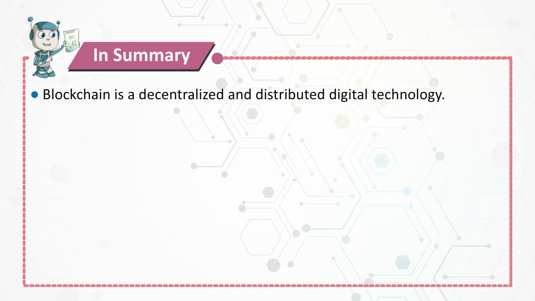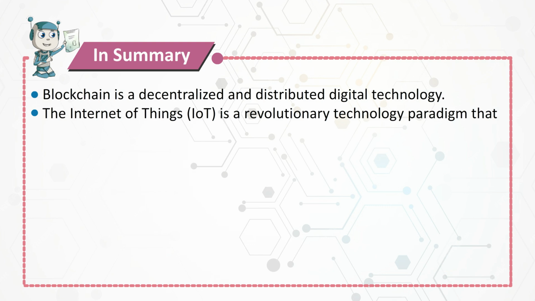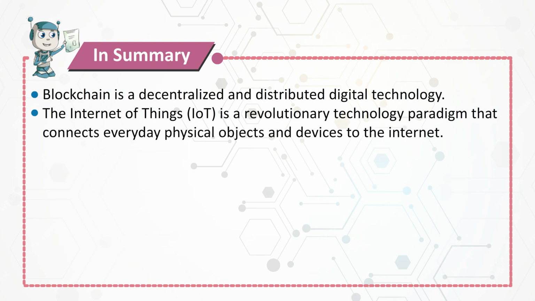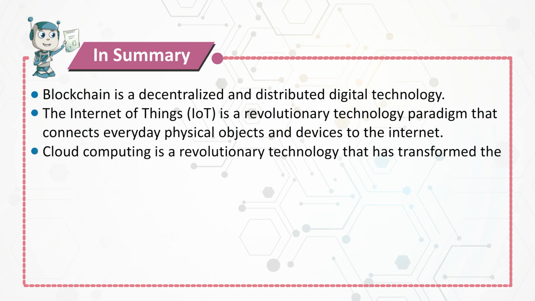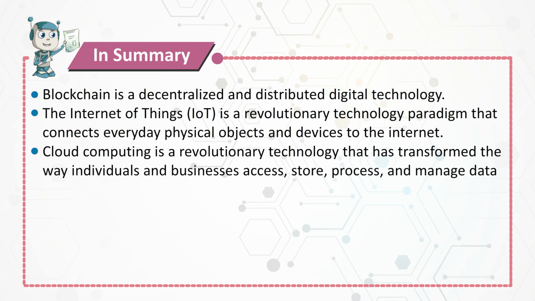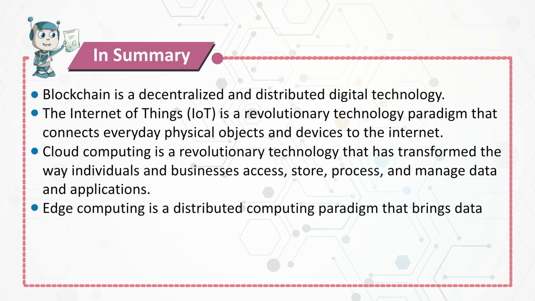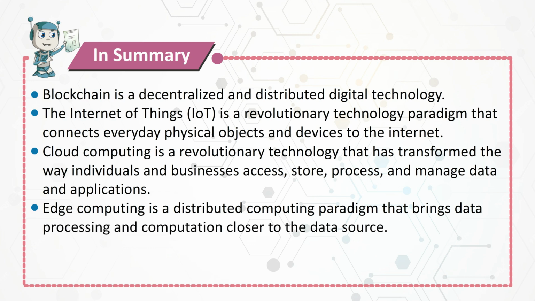Blockchain is a decentralized and distributed digital technology. The Internet of Things, IoT, is a revolutionary technology paradigm that connects everyday physical objects and devices to the Internet. Cloud computing is a revolutionary technology that has transformed the way individuals and businesses access, store, process, and manage data and applications. Edge computing is a distributed computing paradigm that brings data processing and computation closer to the data source.